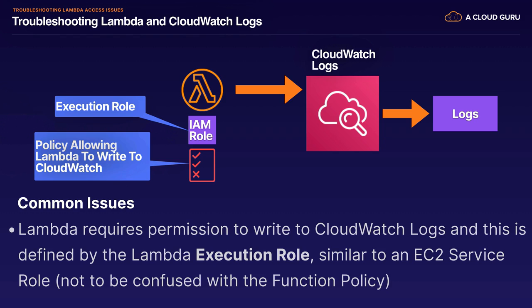So in the lab, we created a new execution role, which included basic permissions, like permissions to send logs into CloudWatch. And just remember, the execution role defines the permissions of the Lambda function, whereas the function policy defines the services which can invoke your function. So it's really important to understand the distinction between those two.